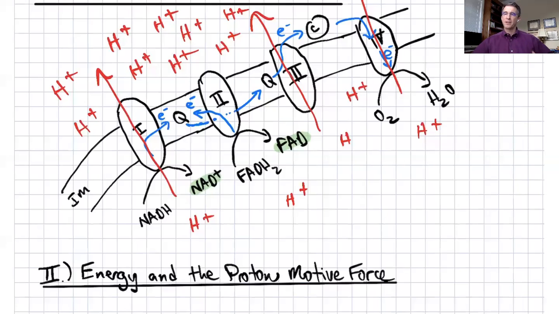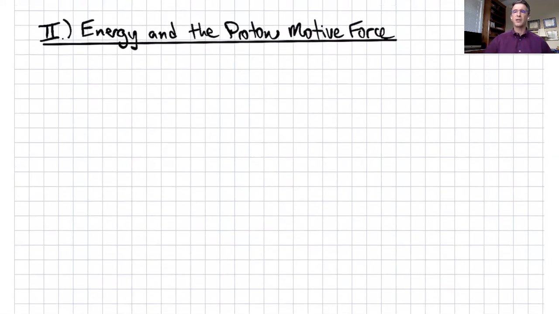Okay, so this separation of protons across the inner mitochondrial membrane, that's our battery. That's our energy source for synthesizing ATP. And so a good question to begin with is how much energy do we have, right? How much is there to work with? How much energy does that proton separation, or so-called proton gradient, store?